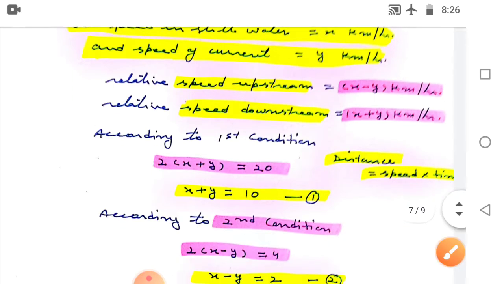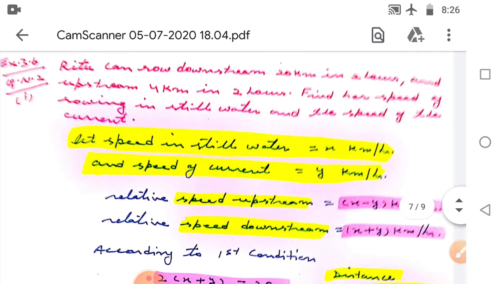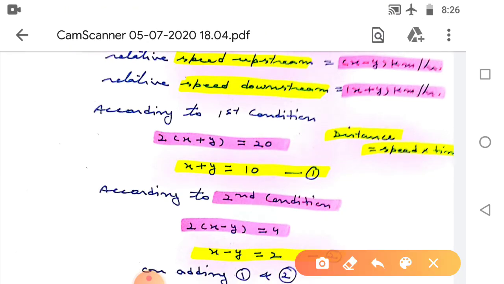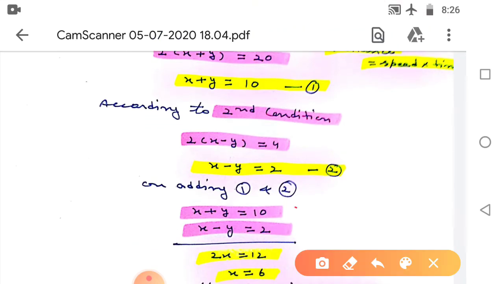And in case 2, look here, upstream 4 kilometer in 2 hours. So 2 hours time and the relative speed is x minus y. The distance is 4 kilometer. So 2 into x minus y is equal to 4. Finally, x minus y is equal to 2. And on adding equation number 1 and 2, we get x plus y is equal to 10 and x minus y is equal to 2.